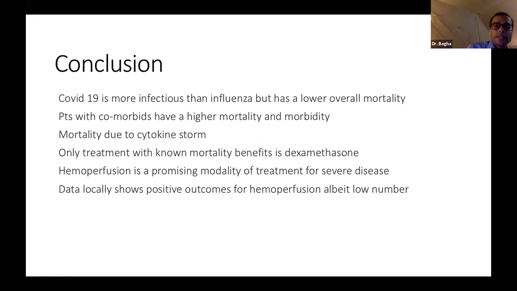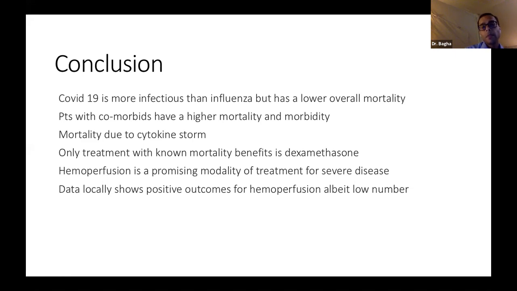So in conclusion, we know that COVID-19 is more infectious than influenza, but has a lower overall mortality. Patients with comorbidities, especially diabetes and hypertension, have a higher mortality and morbidity. And the mortality is due to the cytokine storm, which we need to address.